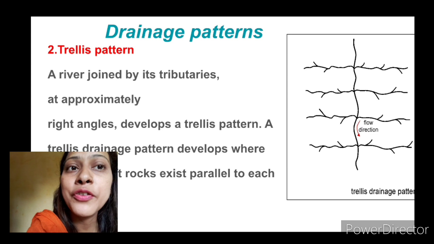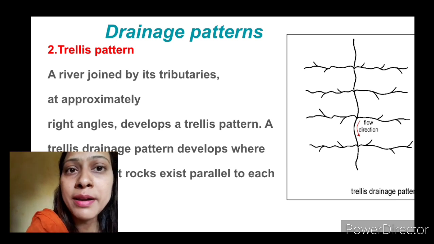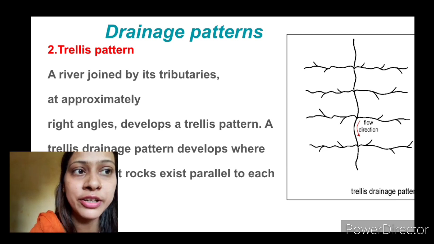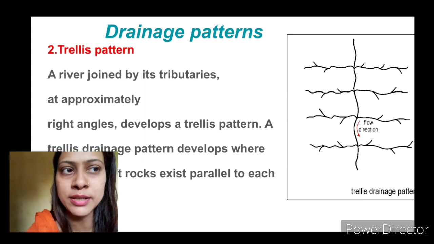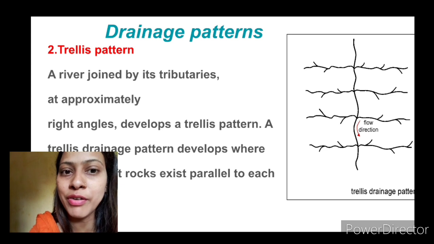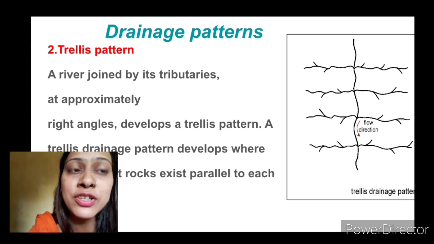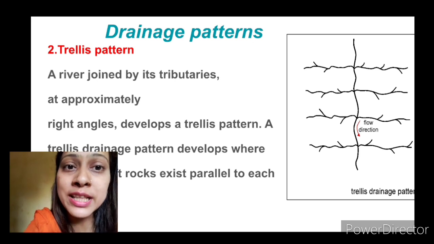Number two is the trellis pattern. You can see in the picture, in a trellis pattern a river is joined by its tributaries at approximately 90 degrees. The middle one is the main river, and the tributaries are joining the main river at 90 degrees, and each tributary is flowing parallel to each other. So that's how they form the trellis pattern.